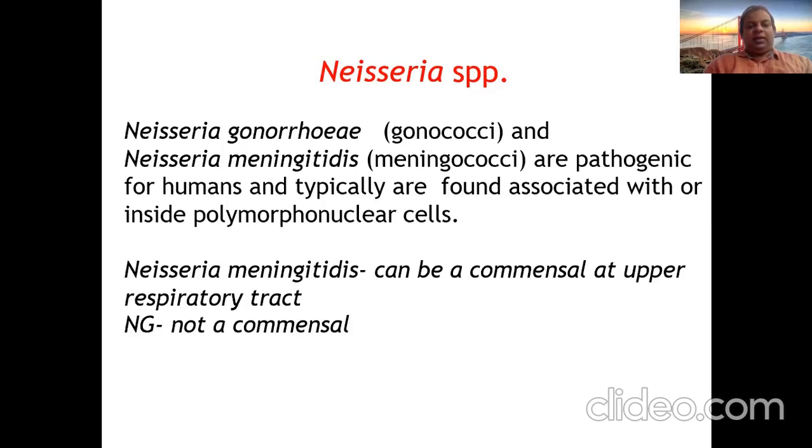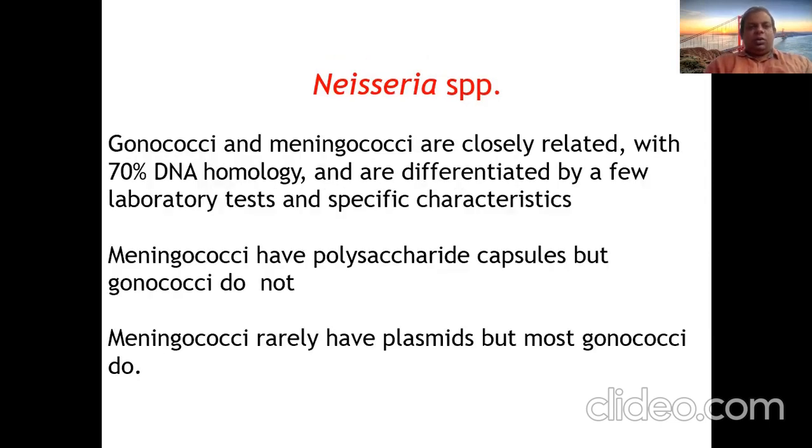Considering Neisseria meningitidis, it can be a part of our normal flora, common in the upper respiratory tract. But Neisseria gonorrhoeae is not a common cell. It's a true pathogen. But asymptomatically, the bacteria can be there in the female genital tract.